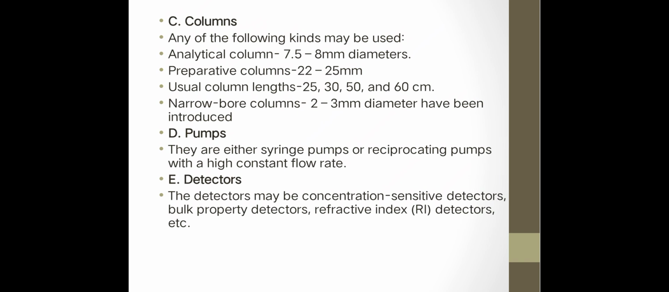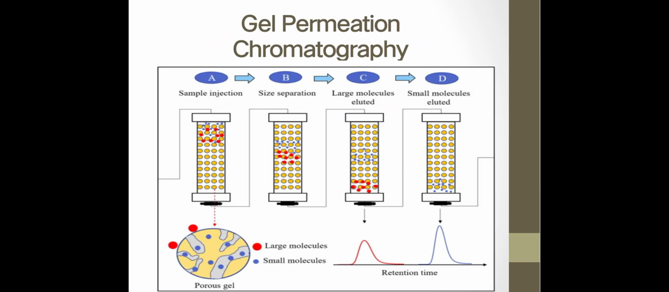Then pumps. The pumps are either syringe pumps or reciprocating pumps with a high constant flow rate. Then detectors. The detectors may be concentration sensitive detectors, bulk property detectors or refractive index (RI) detectors, etc. So these are the different types of detectors which can be used for this chromatographic technique.